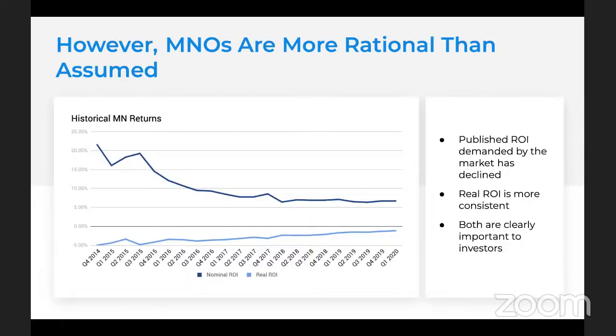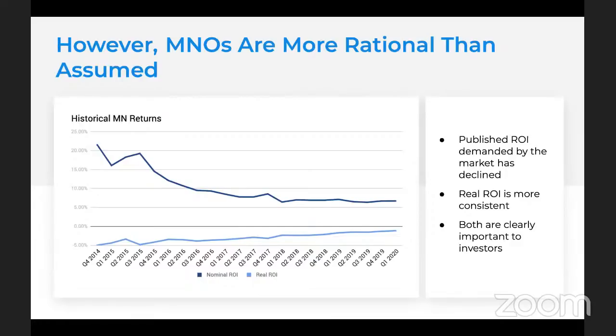What do we mean by real ROI? Well, this is probably best shared with an example. Back in Q4 of 2014, operating a masternode was theoretically quite profitable. The annualized reward was about 22% at that point in time. However, the coin supply itself was growing at about 27%. And so if you take that into account, the real ROI being generated by masternodes was negative. It was negative 5%.